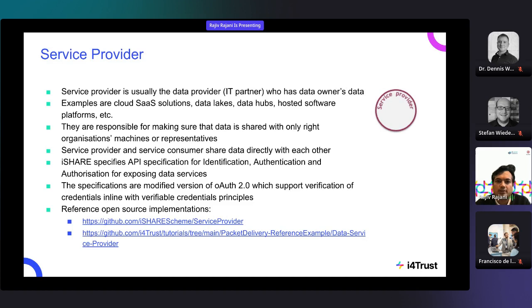And for service providers, in iSHARE terms, they have to support both flows, machine to machine and human to machine. These flows we will have a deeper look at in a bit. And of course, they are the ones who determine what data to provide and how, along with the entitled party. Some reference open source implementations of service providers, some links are there that you can see on the screen. They are the GitHub links to some open source reference implementations.